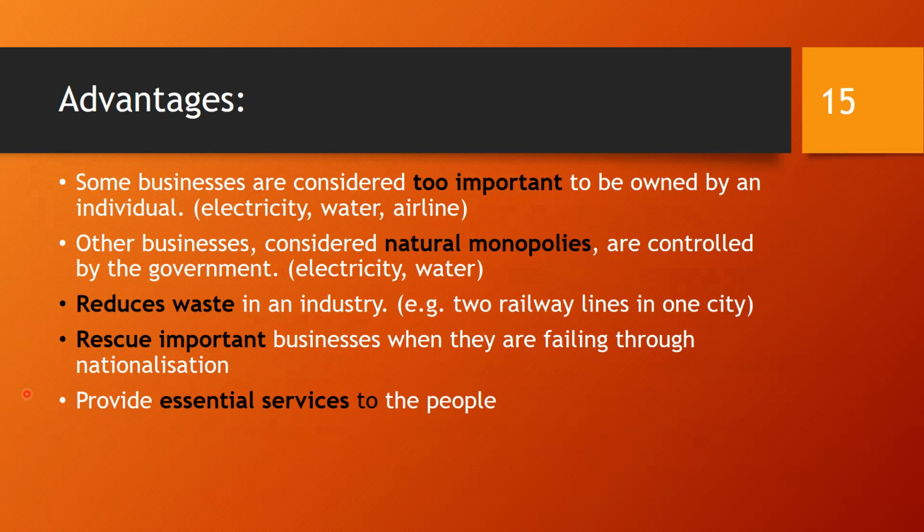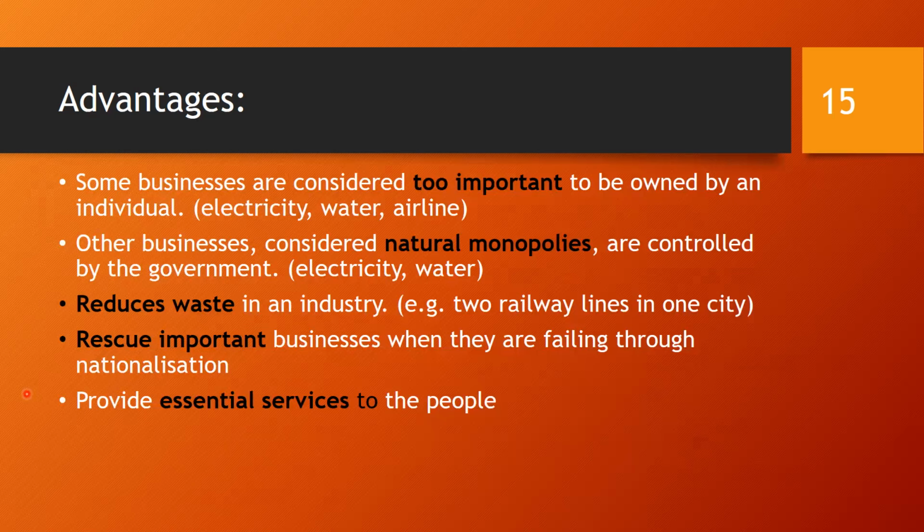And also, it reduces the waste in an industry. For example, if there are two railway lines in one city, it may contribute towards a lot of waste. But if the government is the one operating such, then there is a reduction of smoke, congestion, etc. And also, some businesses are good enough for rescuing other businesses which might be failing, through what we call nationalization.